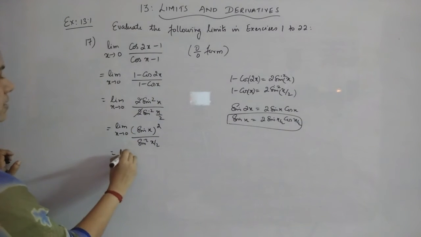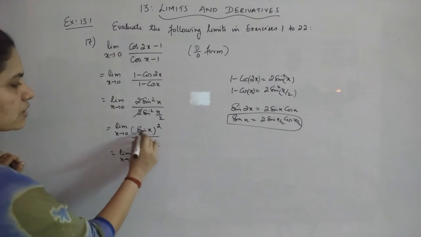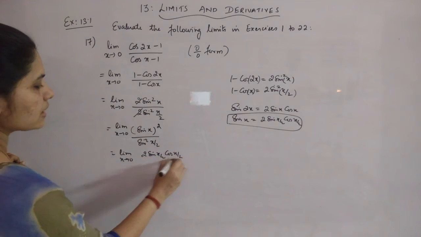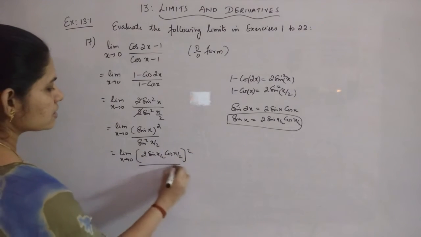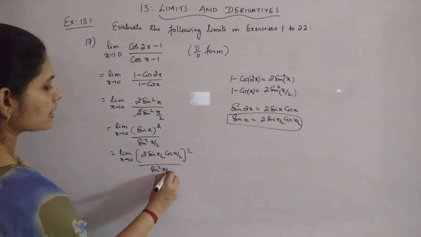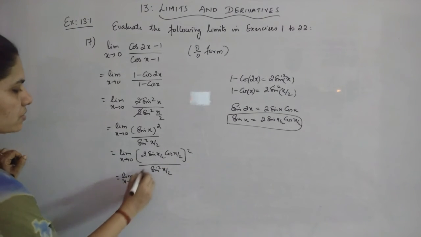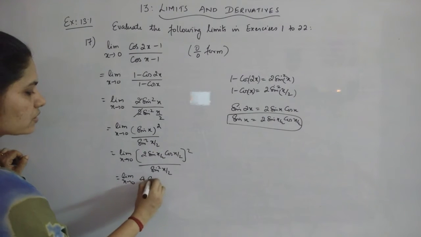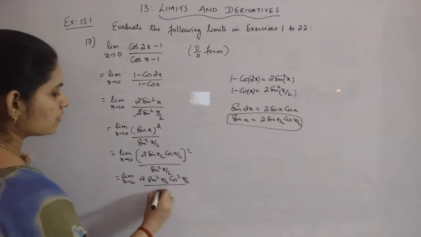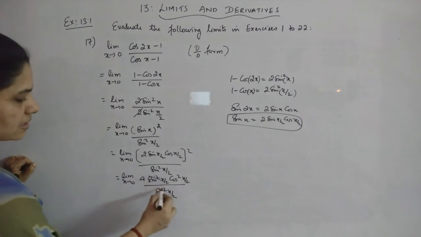So here, what you will get is the limit as x tends to 0, sin x the whole squared. Instead of sin x, I am writing (2 sin x by 2 cos x by 2) the whole squared, divided by what I have in the denominator, sin squared x by 2. Now this gives you 4 sin squared x by 2 cos squared x by 2 divided by sin squared x by 2. So I can just cancel these two.